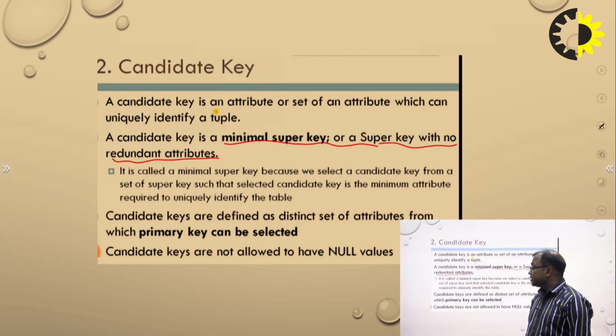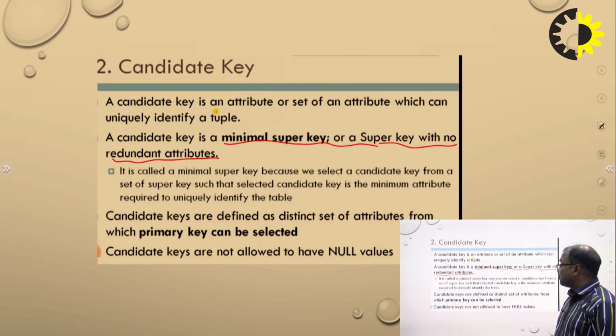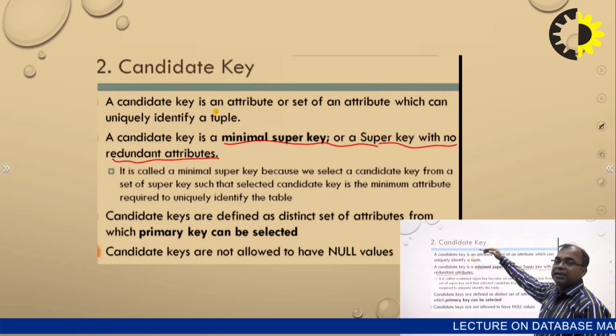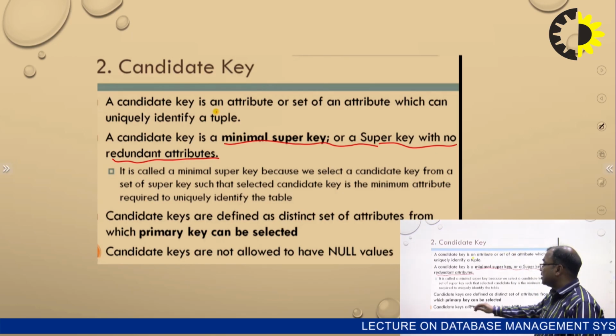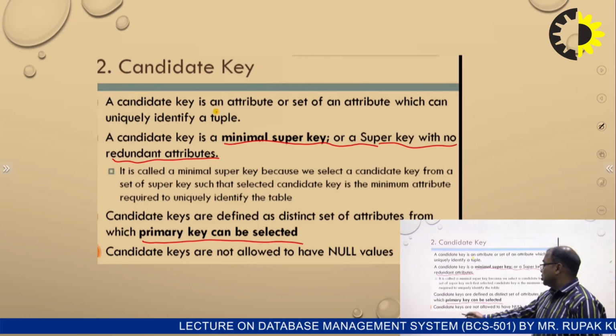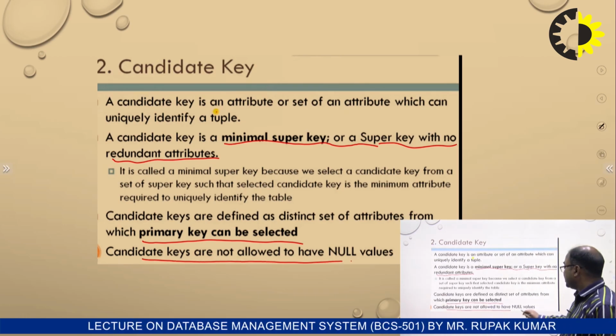Next is the candidate key. Candidate keys are defined as the distinct set of attributes from which the primary key can be selected. Means how do we define the candidate key? We can say it is a distinct set of attributes from which the primary key can be found, that combination of keys from which we find the primary key. And candidate keys are not allowed to have a null value.